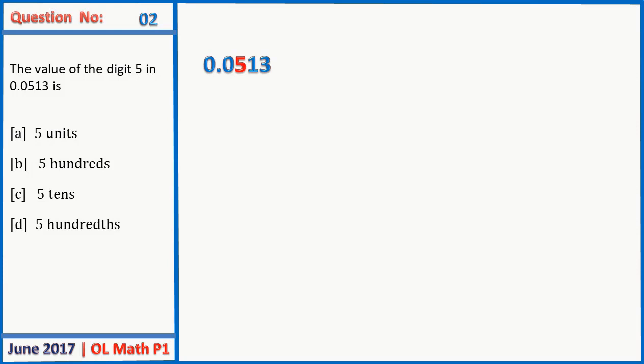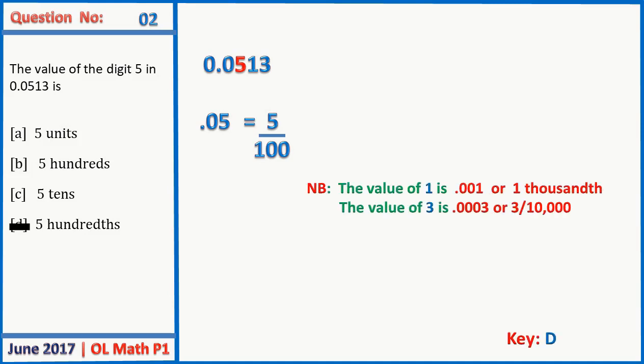Question number 2. The value of the digit 5 in this number. The value of 5 is 0.05, and there are 2 digits after the decimal point, so the place value is hundredths. Thus, 0.05 is the same as 5/100, which is read as five hundredths, with the THS meaning on 100, and the key here is D. The value of 1 is equally 0.001 and the value of 3 is 0.0003.